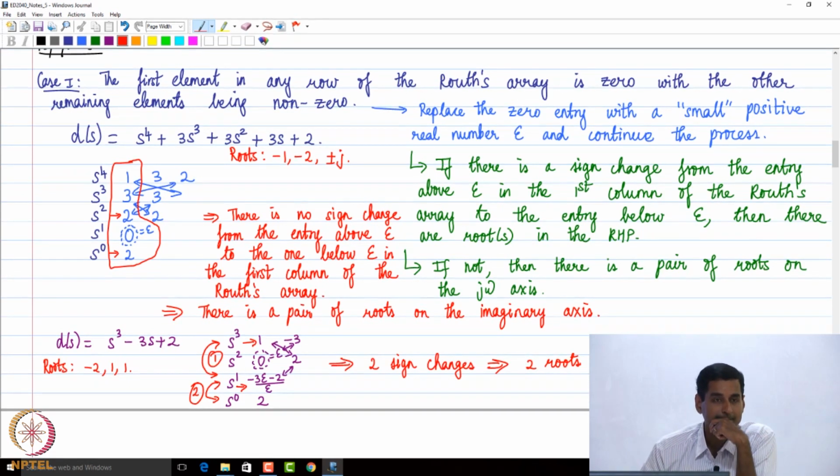And these two points here, the converse of them applies, that is, if there's a pair of roots on the jω axis, that means that. Yeah, you can figure it out by using this method. I'm saying the converse of point 2 especially. If there is a pair of roots on the jω axis, does that mean that there is... Why don't you try it out? You construct an example and let me know.